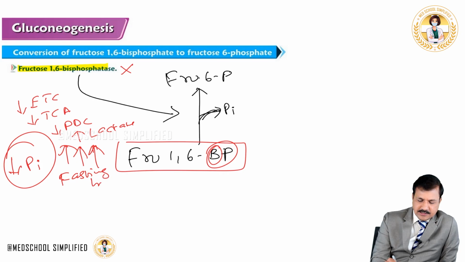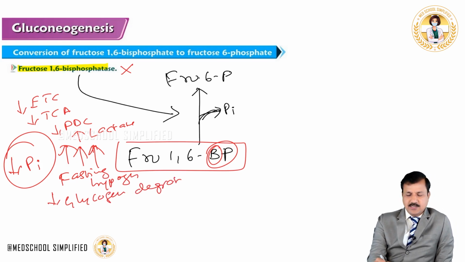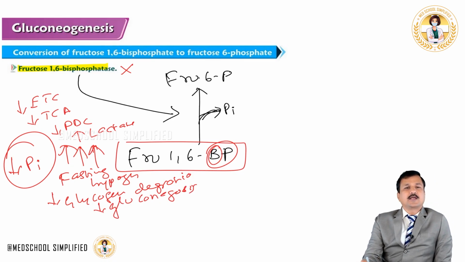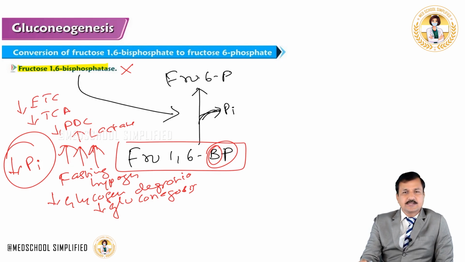Why fasting hypoglycemia? It is because of decreased glycogen degradation, because glycogen degradation needs inorganic phosphate. There is also decreased gluconeogenesis. Why? Because a decrease in the electron transport chain will lead to decreased ATP synthesis, and when ATP synthesis decreases, gluconeogenesis, which needs ATP, will decrease. So that will lead to fasting hypoglycemia.